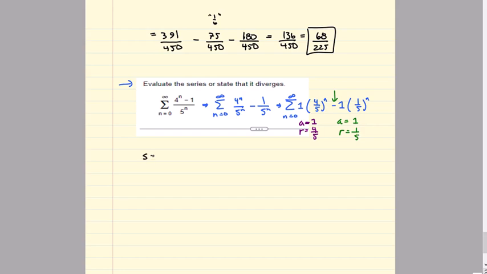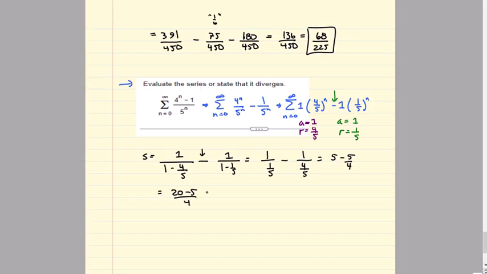So if I want to find the sum here, I use my a over 1 minus r. But now remember, this one is subtraction, so then I have my a over 1 minus r. So I have 1 over 5/5 minus 4/5 is 1/5, minus 1 over 5/5 minus 1/5 is 4/5. So when you divide by the fraction, you multiply by the reciprocal. So I have 5 minus 5/4. Common denominator here would be 4. So 5 times 4 is 20 minus 5 over 4, which is 15 over 4. So the sum here would be 15 over 4.